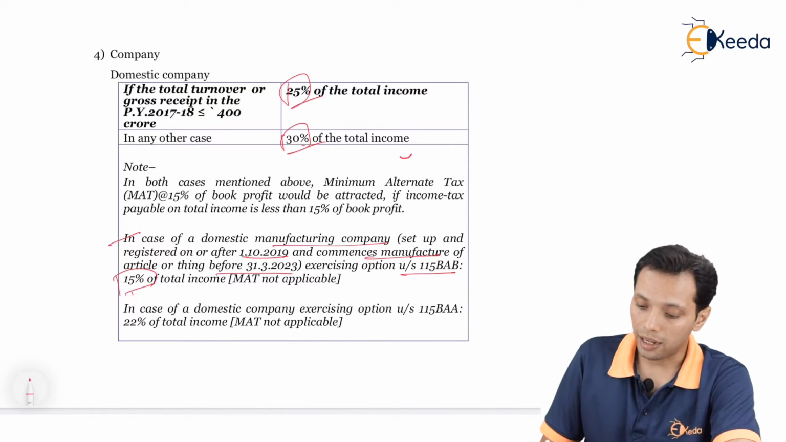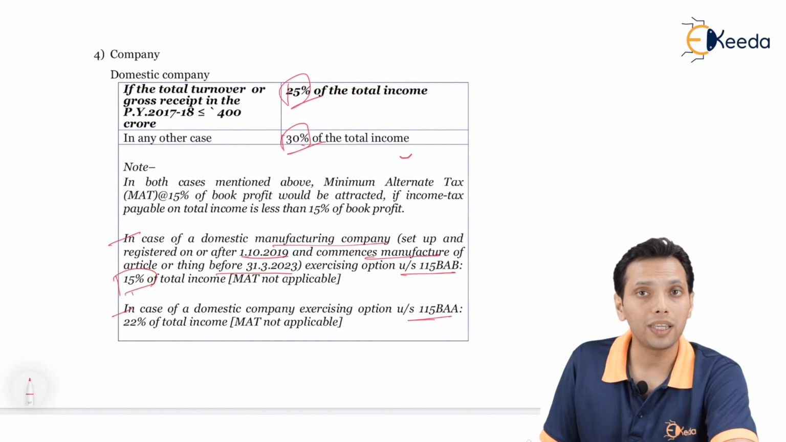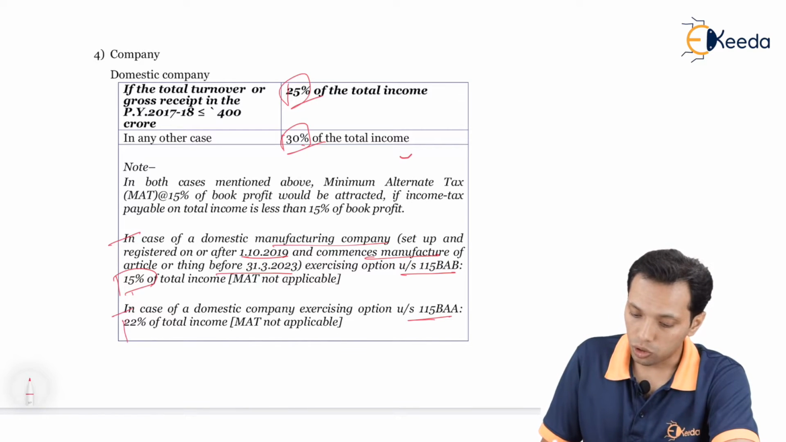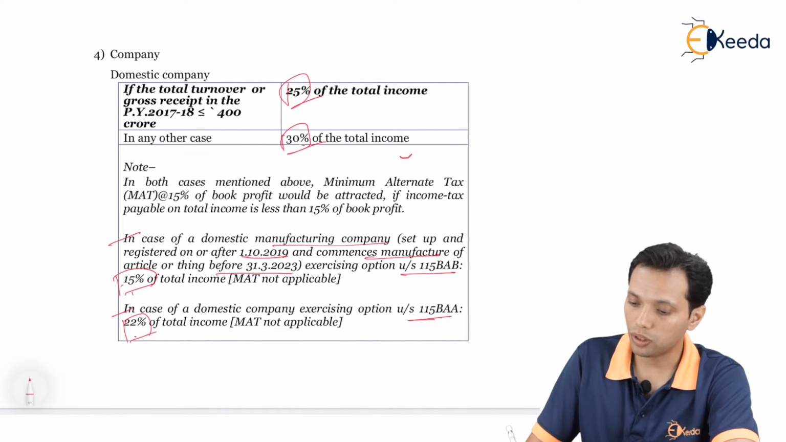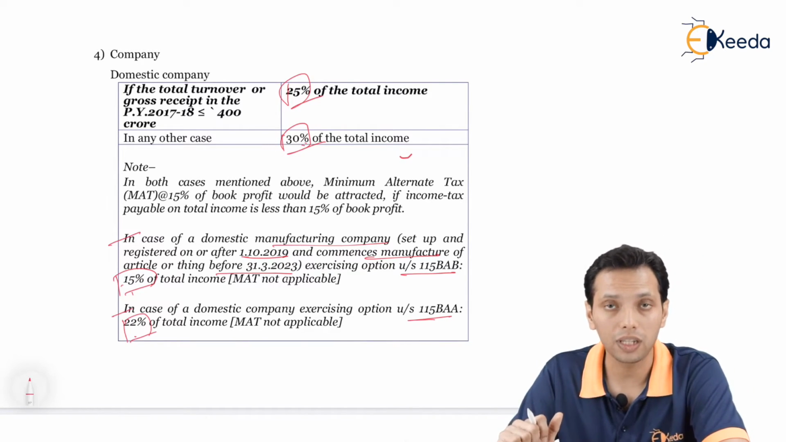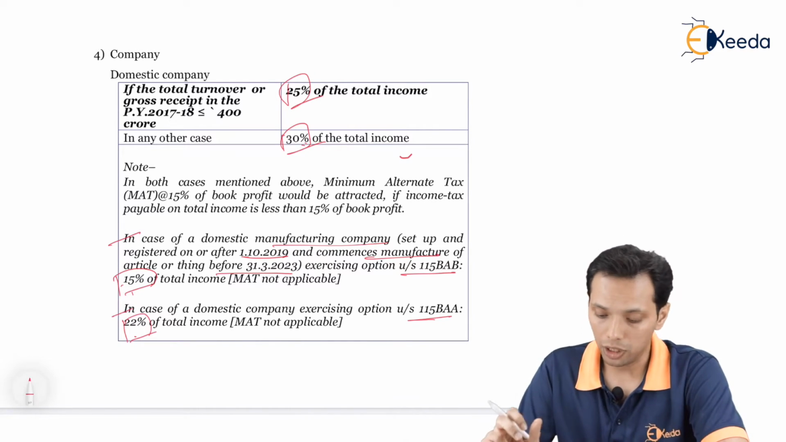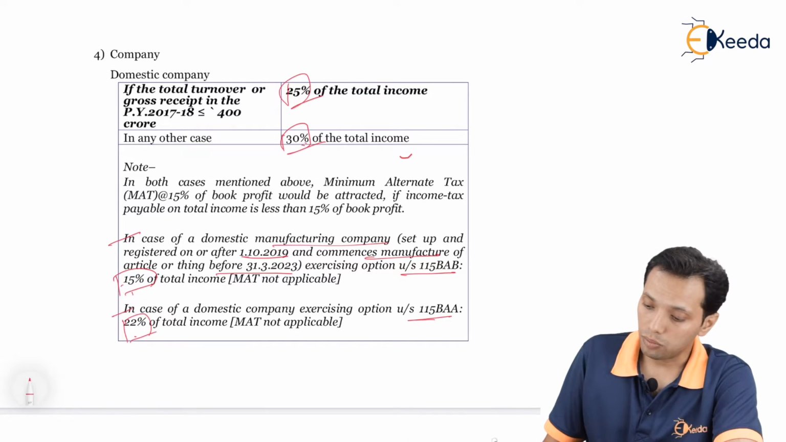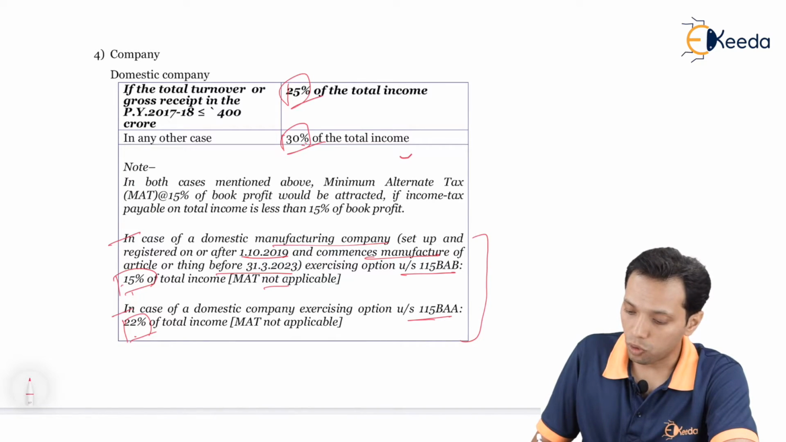And another beneficial rate: a domestic company exercising option under 115BAA, 22% of the total income would be applicable. So 15%, 22%, 25% and 30%, there are different rates applicable to different companies over here, and in both these cases, 115BAB and 115BAA, MAT won't be applicable.